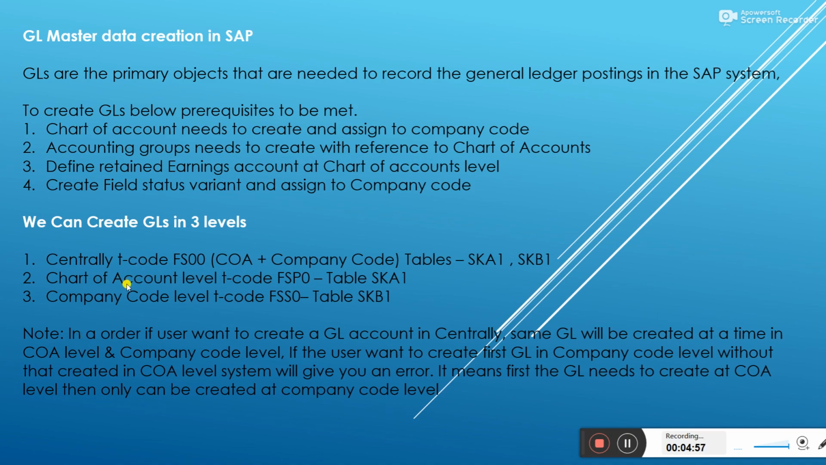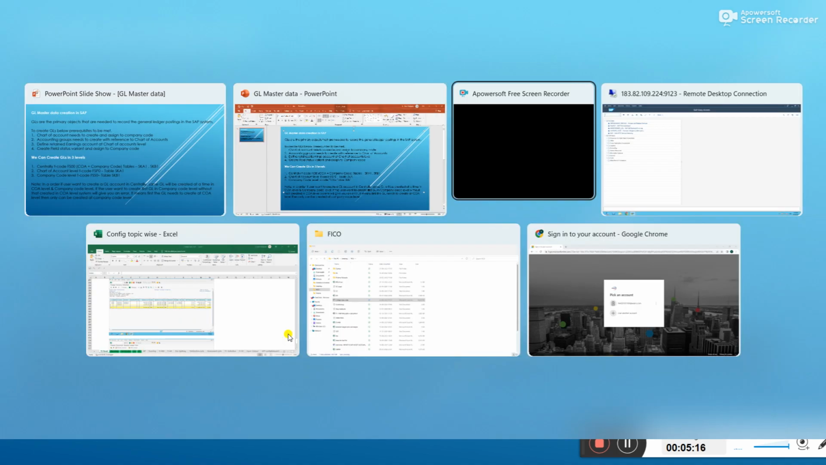Otherwise the system will not allow you to create it at company code level. If you try to do it, as we'll see in a minute, the system will say this GL account has not been created at chart of account level. It will give the information that is written here below. You just have a look. Let us get into the system and create a GL account.